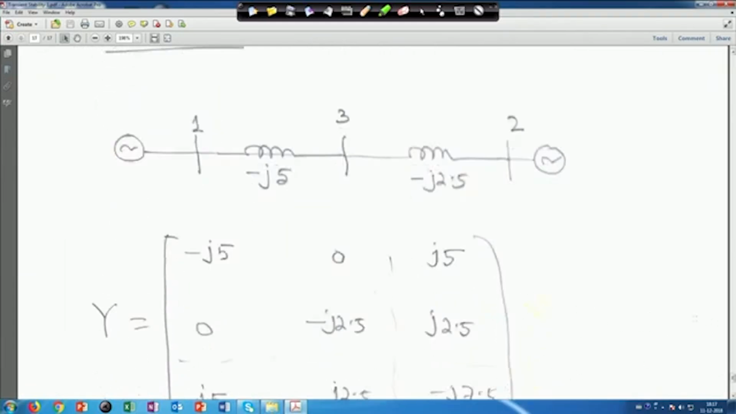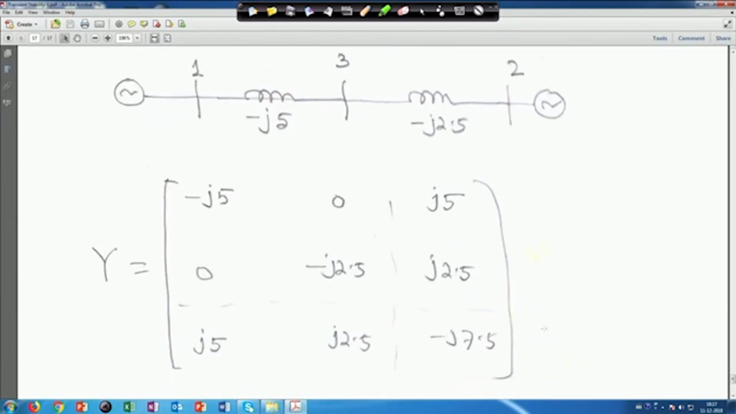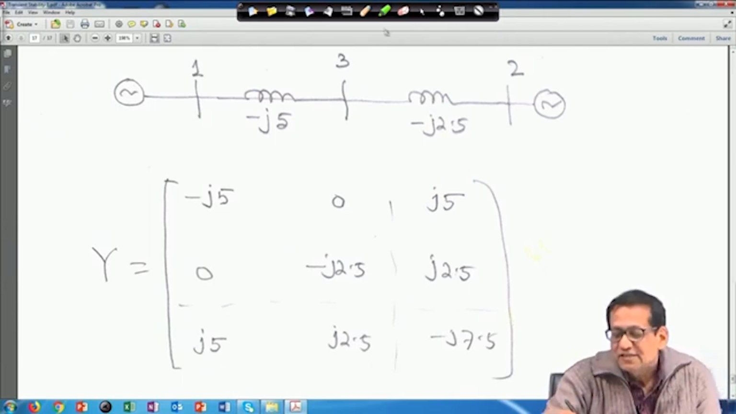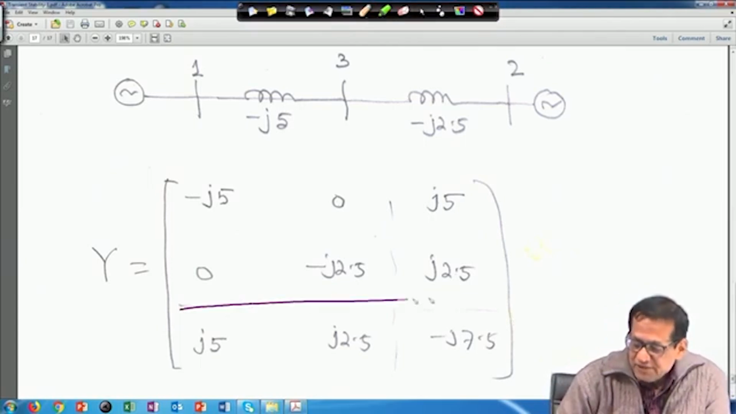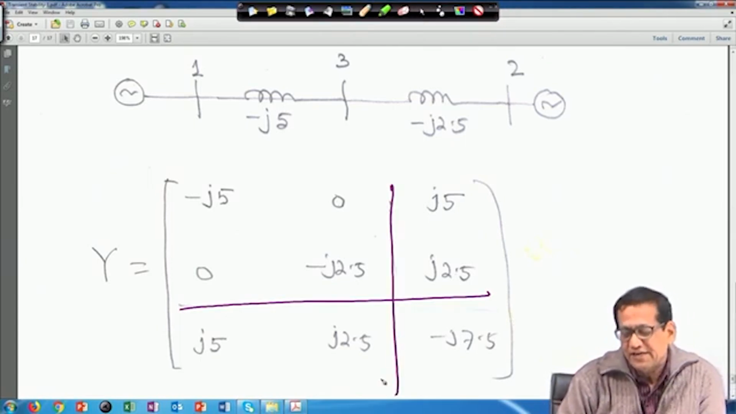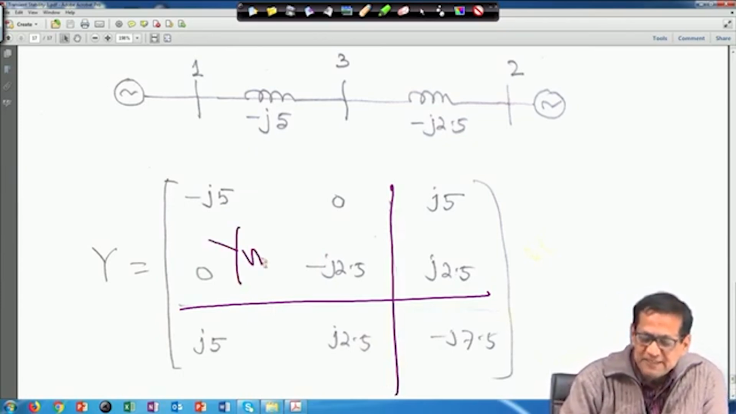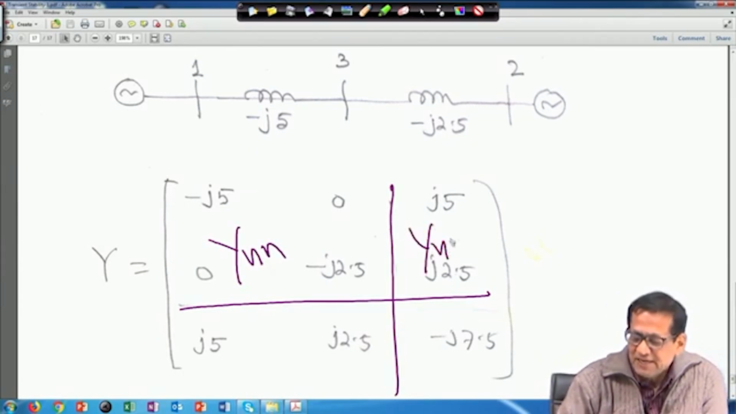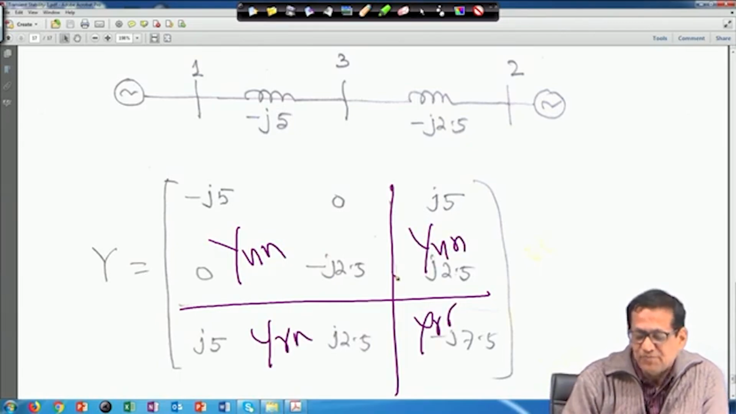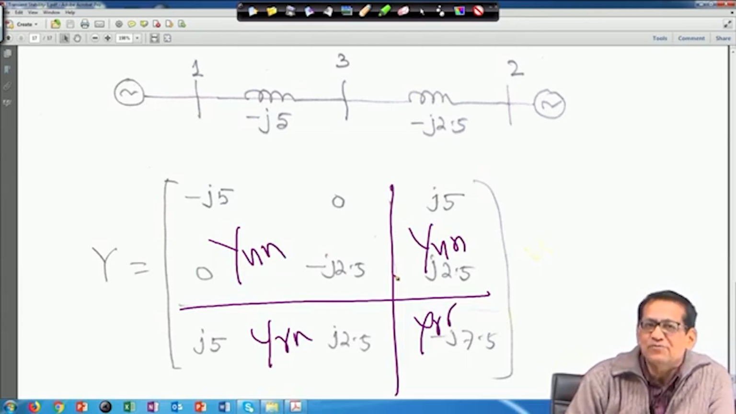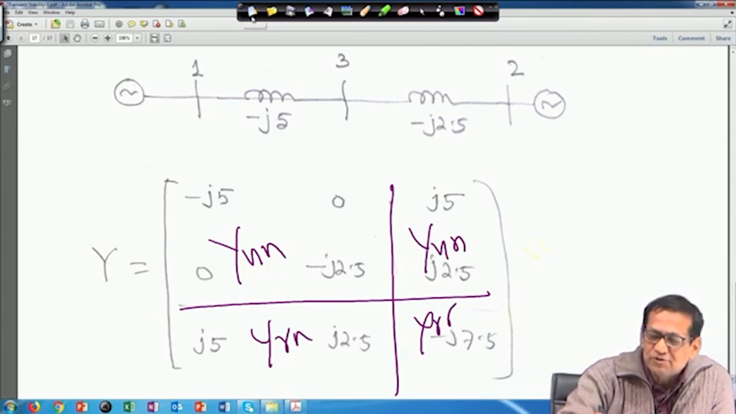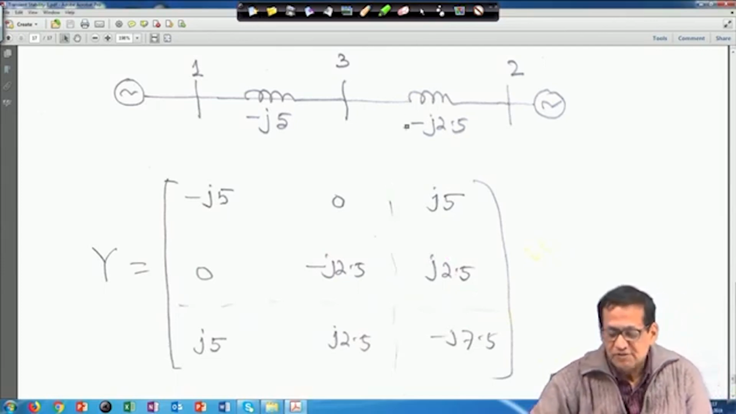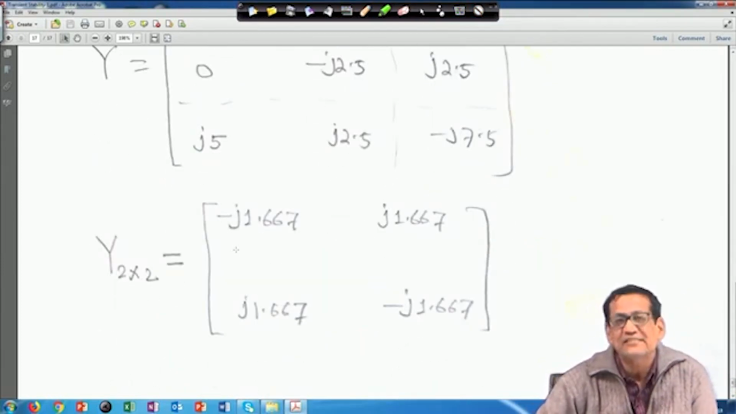So, 1 3 and 1 2 3, and you can easily compute the bus admittance matrix by looking at this network, right. Again you will partition because it is a 2 into 2 matrix. So, this is your YNN, that is 2 into 2, this is YNR, this is YRN, and this is YRR, right. Following the same equation, you just go for matrix reduction. So, if we do so, this will be the answer, right.